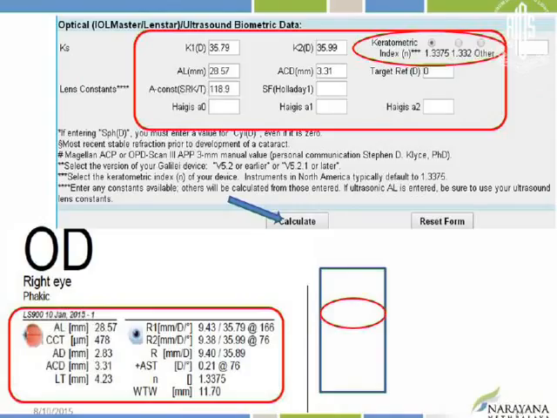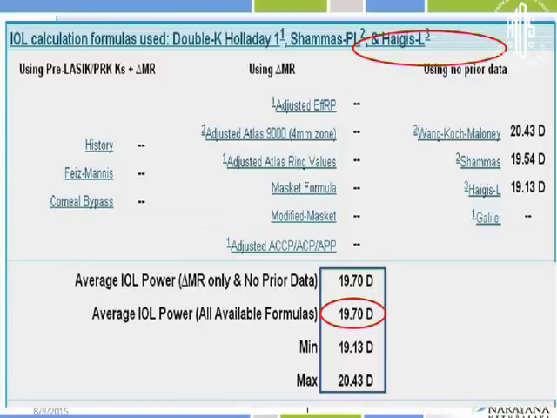So again, I have my A scan from the LENSTAR. Please note that the keratometric index here has been changed. You need to go to the settings of the machine and find out what the keratometric index is and adjust it accordingly. Then you calculate, and this is what we got.